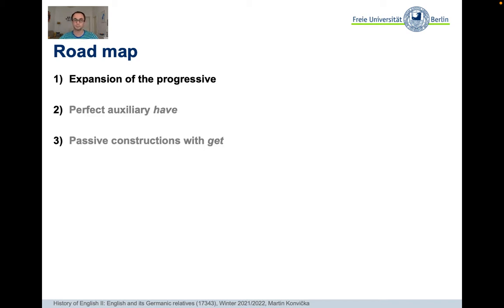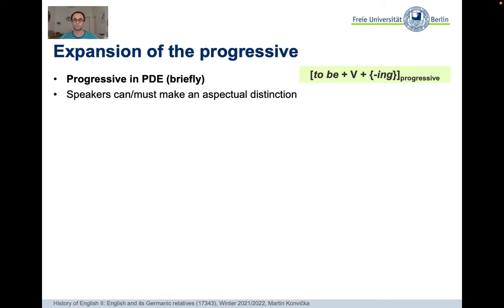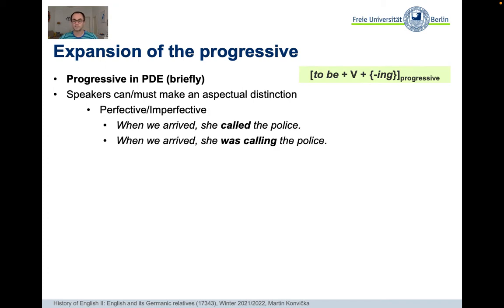And we start with the expansion of the progressive. So when I talk about progressive, what I mean is the combination of the auxiliary to be with a verb and the suffix -ing. And this allows us in English to make certain aspectual distinctions. One of these distinctions is, for example, the difference between a perfective and an imperfective interpretation of an event, right? So we have here the two example sentences. When we arrived, she called the police, and when we arrived, she was calling the police.